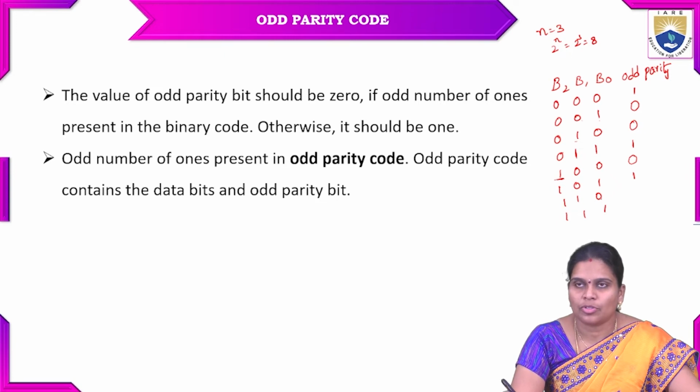Next one, 1, 1, 0. Here the number of ones is 2, so this is not the odd parity. The value is 1.